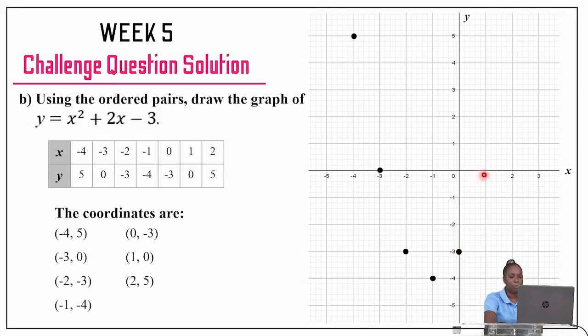1, 0, 1 on the x, and it says 0 on the y, which therefore means we do not move. And finally, 2, 5, 2 on the x-axis, and then 5 on the y. And so this is going to be the location of our final point. The only thing left to do now is to connect our points using our pen. Try to make a smooth curve as best as we can. This is not a very good example.